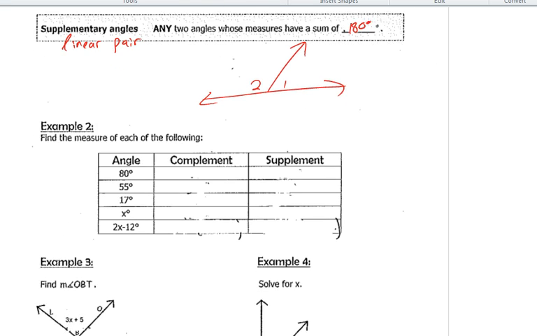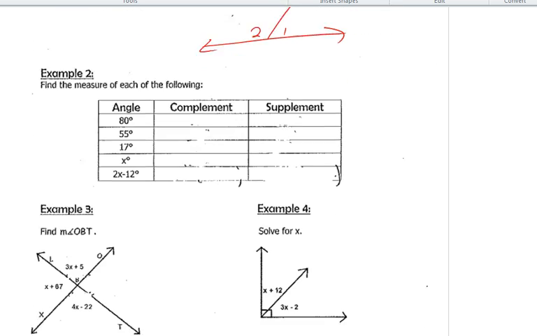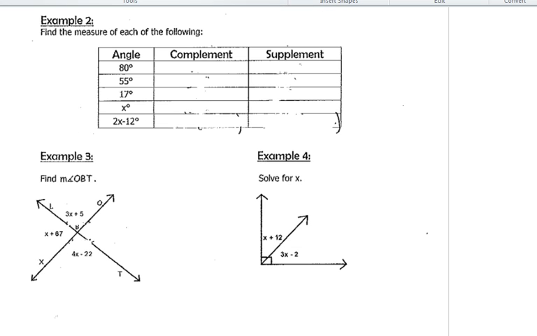Here's another good spot for you to work ahead. Pretty easy stuff to work through. If we have some angle, we know complement makes it add up to 90, supplement adds up to 180. So if we have an angle that's 80 degrees, its complement is 10 degrees. Its supplement would be 100 degrees. See if you can work ahead and even get to 2x minus 12 and try that one. So I'll let you pause and work ahead.